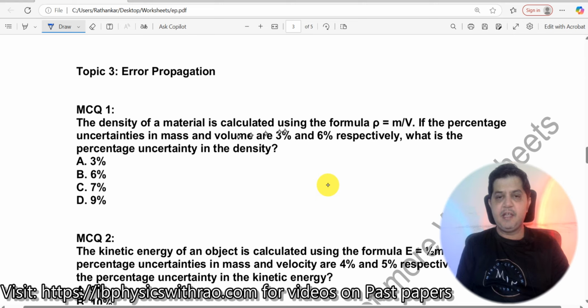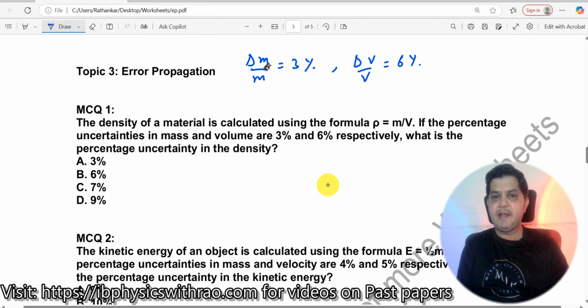The density of a material is calculated using the formula density equal to mass by volume. If the percentage uncertainties in mass and volume are 3 and 6% respectively. What is given here is delta m by m is equal to 3% and delta volume by volume is equal to 6%. Of course, I have not written multiplied by 100, I have just written it like this. What is the percentage uncertainty in the density?